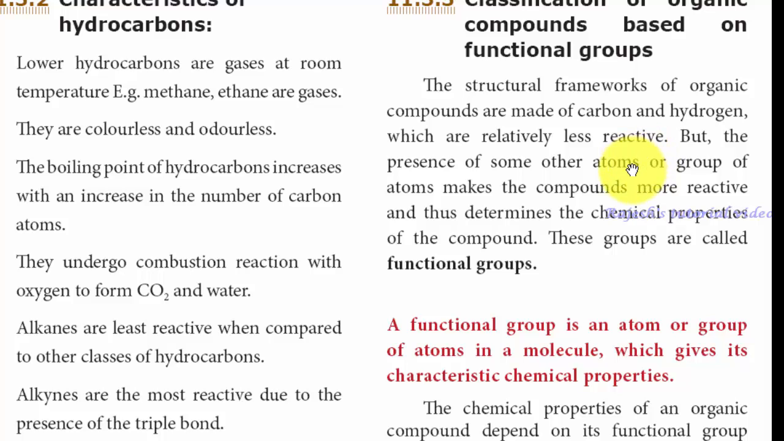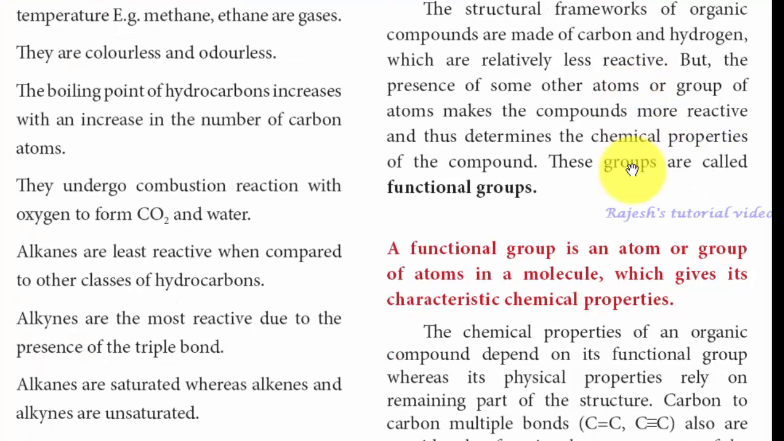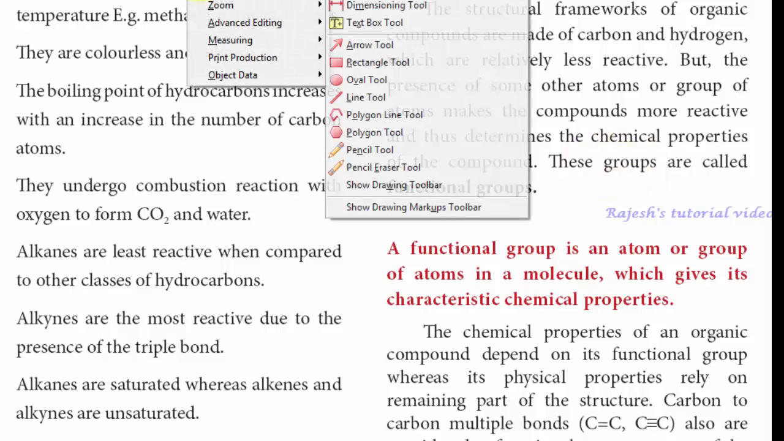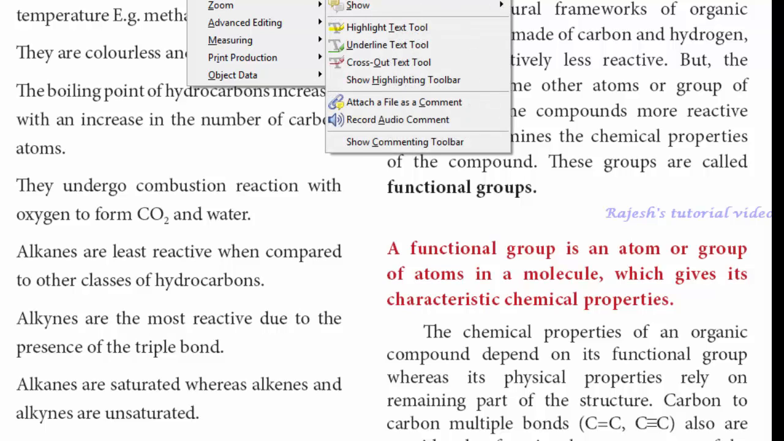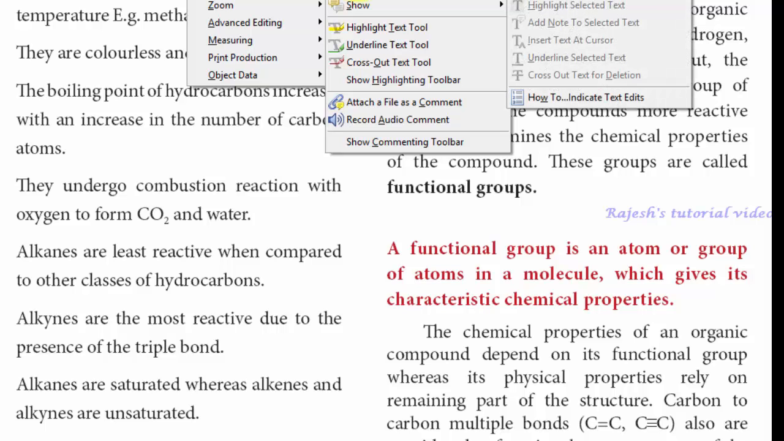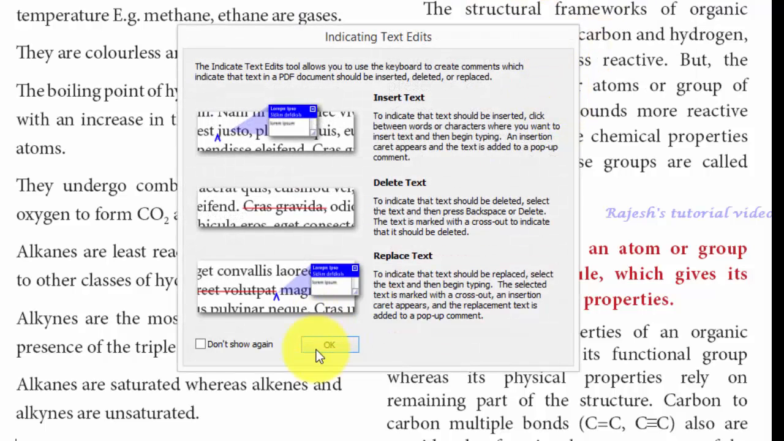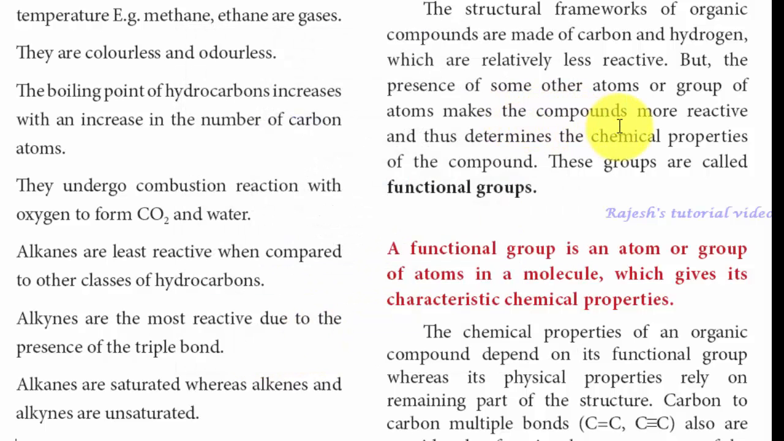But the presence of some other atoms or group of atoms in the compound makes it more reactive, and that determines the chemical properties of that organic compound. This atom or group of atoms that determines the chemical properties or the characteristic of the compound is called functional group. So the physical properties of the organic compounds are determined by the alkyl group, and the chemical properties of the compound are determined by the functional group.